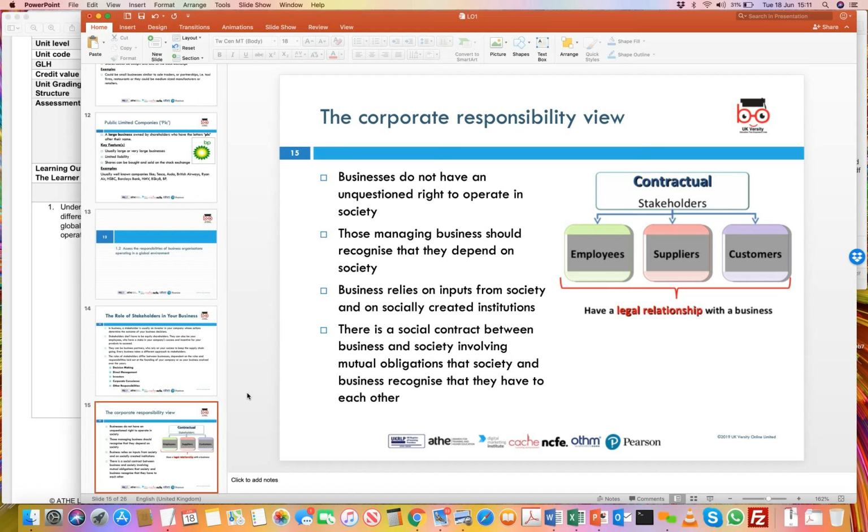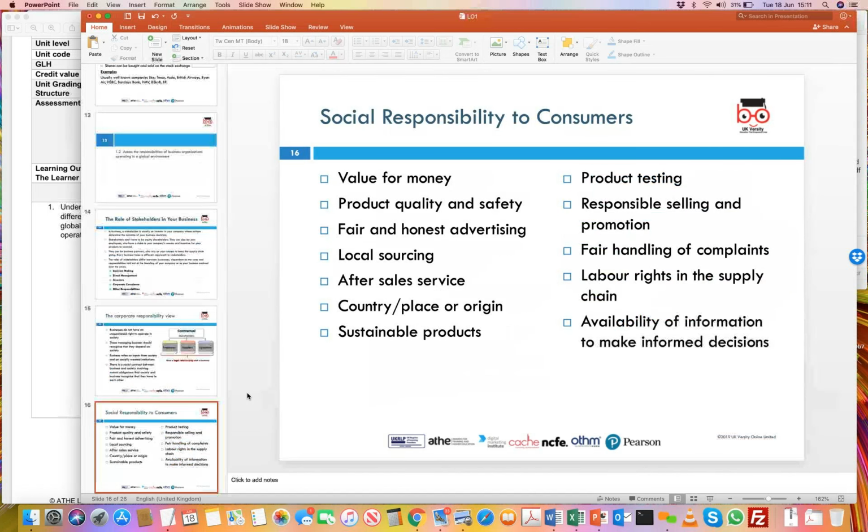So when we look at stakeholders, when we look at the responsibility of the company, which has these stakeholders, what we want to be able to see is that all businesses have certain responsibility towards employees, suppliers, their partners, and their customers. Okay? Clear?